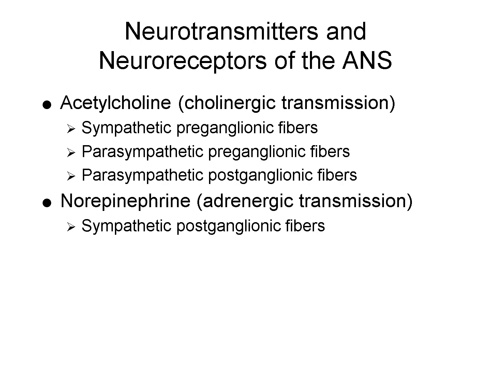The autonomic nervous system uses two main neurotransmitters. Acetylcholine, involved in cholinergic transmission, is released by sympathetic and parasympathetic preganglionic neurons and parasympathetic postganglionic neurons. Norepinephrine, part of adrenergic transmission, is released by most sympathetic postganglionic fibers. The type of neurotransmitter determines the organ's response.